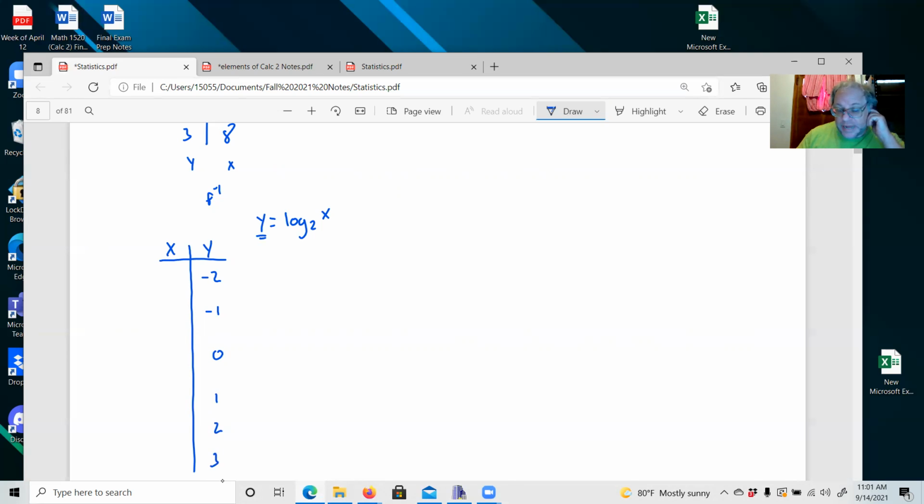Now, we also have something called equivalent exponential form. What was the base? It's 2. Then 2 to the y is equal to x. You're going to have to remember this, but it's hard to remember. It's like this weird circle loopy thing.